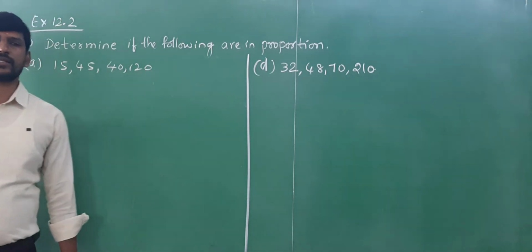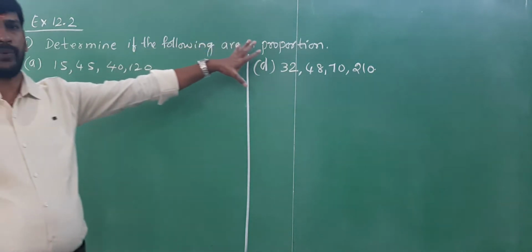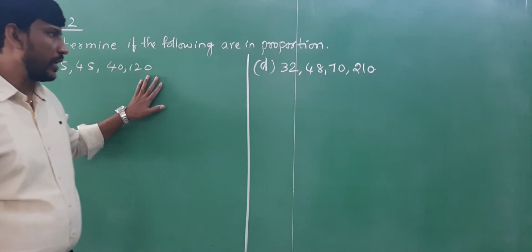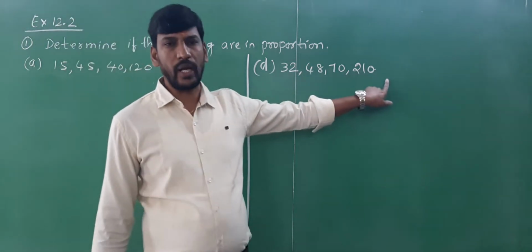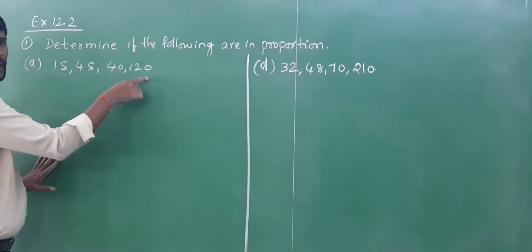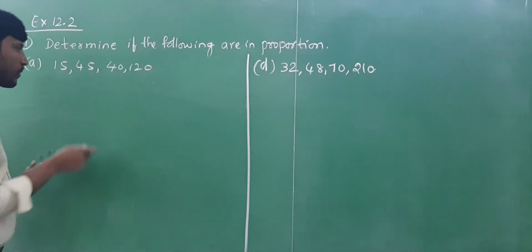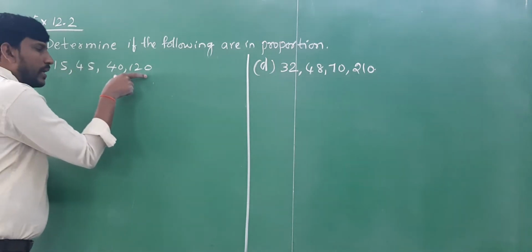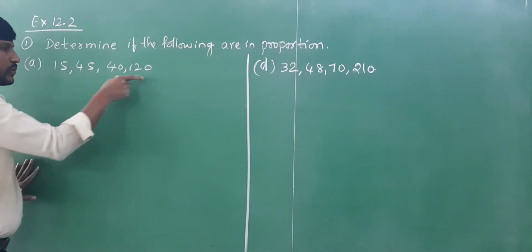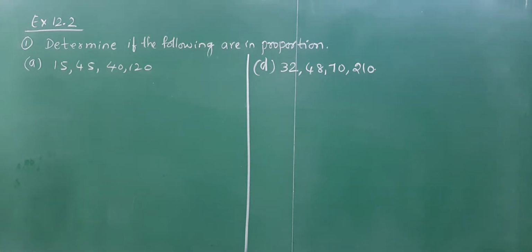Right, children? Let us discuss exercise 12.2, question number 1. Determine if the following are in proportion or not. Here they have given the first one as 15, 45, 40 and 120, and here 32, 48, 70 and 210. Children, see here, they are given in order: first value, second value, third value, fourth value. So we need to find out whether these four numbers are in proportion or not. That means find the ratio of the first two values, and find the ratio of the third and fourth values. Take them in order and find the ratios. If the ratios are equal, they are in proportion. Otherwise, they are not in proportion.